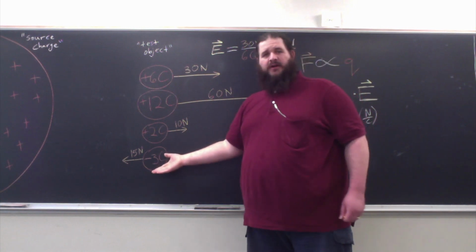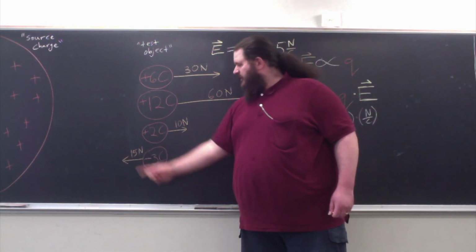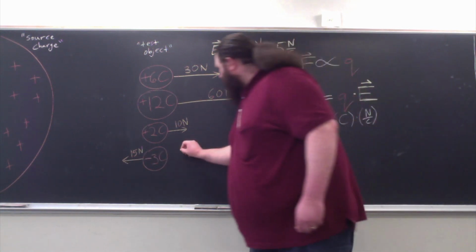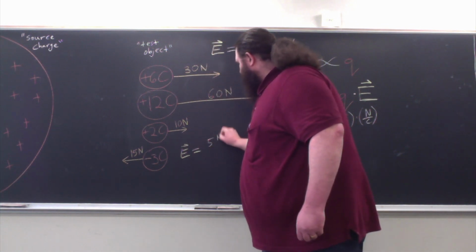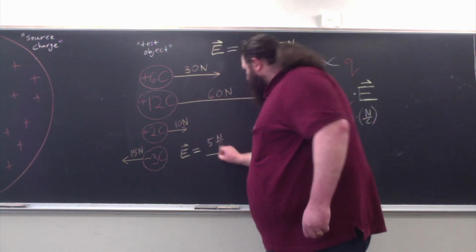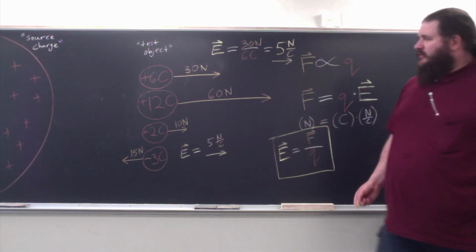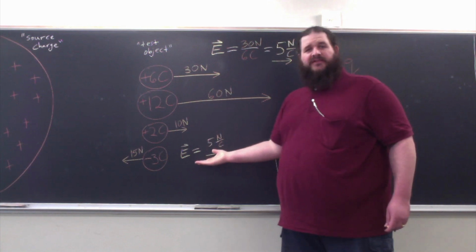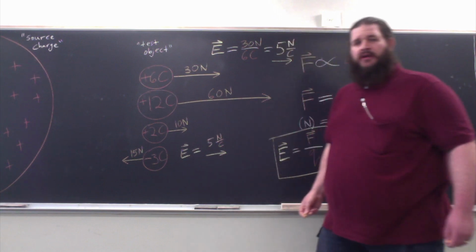Now we come to this negative charge. It's experiencing 15 newtons of force to the left, but a vector to the left divided by a negative charge becomes a vector to the right. So the result, electric field, is still 5 newtons per coulomb to the right. So for all of these charges, even though there are different charges experiencing different forces, the electric field is the same, because the electric field is the ratio of force over charge.